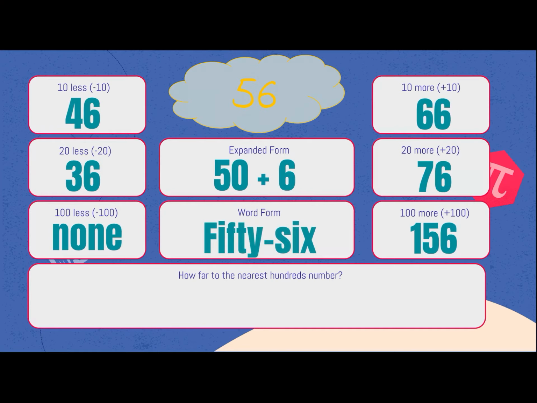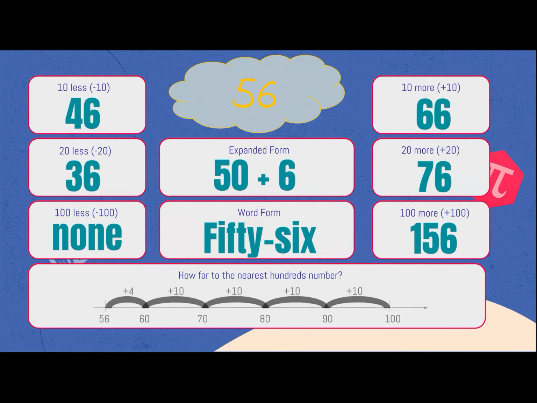And then if we look on our bottom, how far is the number, how far to the nearest hundreds number? So if we look at this, I made a number line to help me with this. On my number line, I start at 56. I want to get to an easy base number. My closest base number moving forwards, because remember we want to move up to get to 100, is going to be 60. So I added 4 more. That's that first jump. So now I'm at 60.